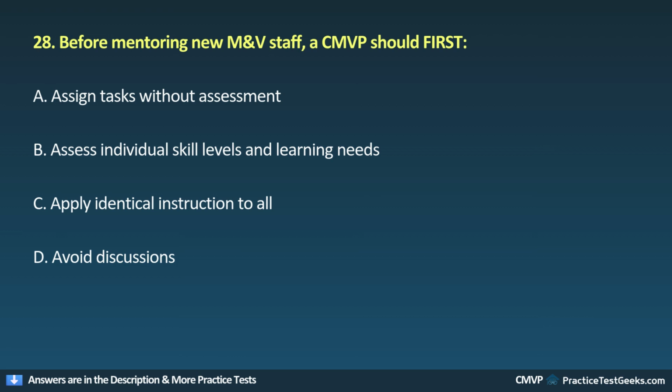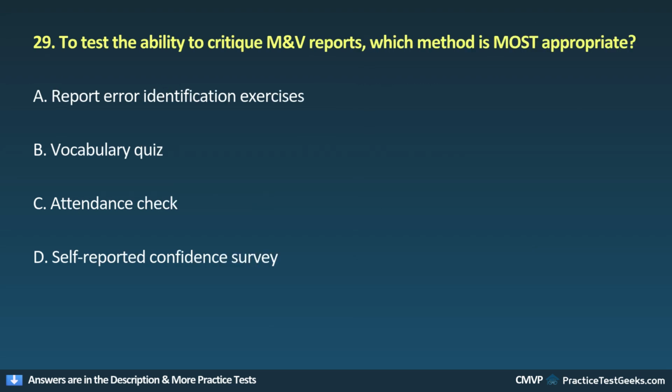28. Before mentoring new M&V staff, a CMVP should first: A. Assign tasks without assessment. B. Assess individual skill levels and learning needs. C. Apply identical instruction to all. D. Avoid discussions.